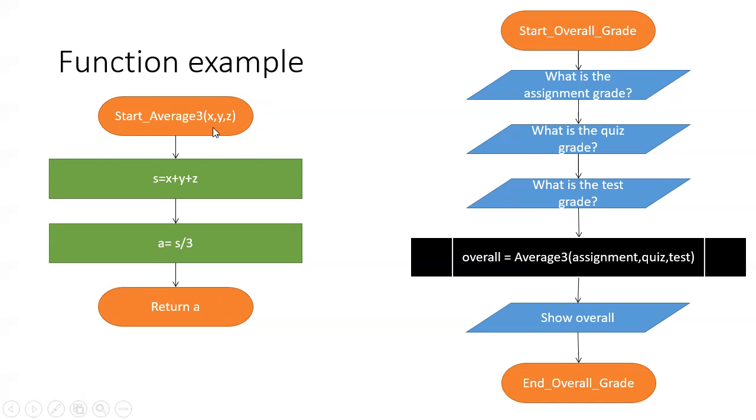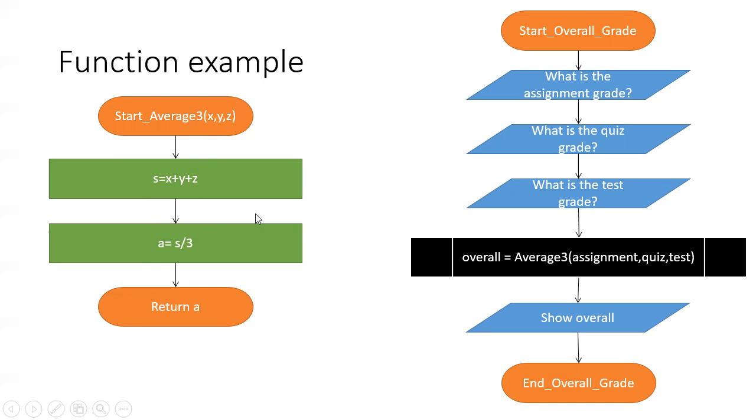Quiz is the second, so it becomes Y. And test is the third, so it becomes Z. That order is very important. If you mix the order up, then your function won't work as you thought it would. So that's very important. What we're really saying here is the first parameter, the second parameter, and the third parameter. And how are they used?